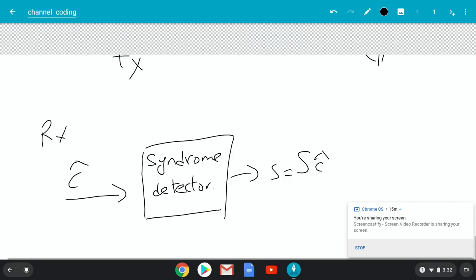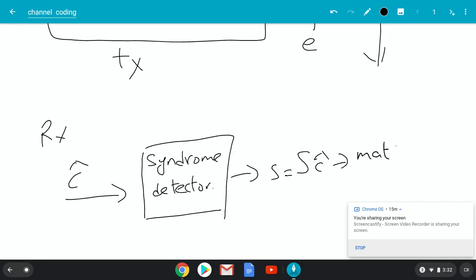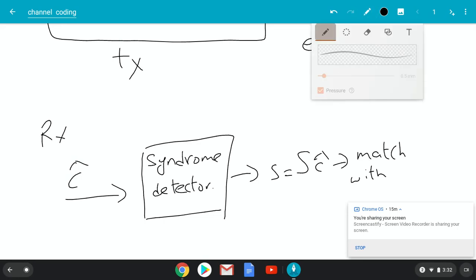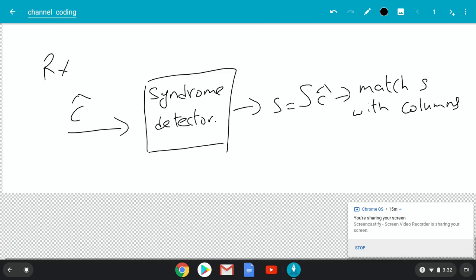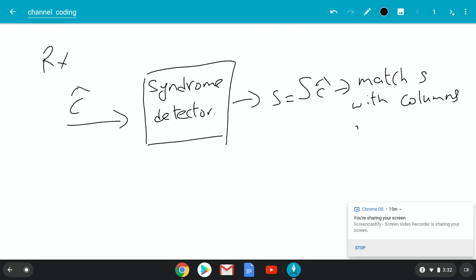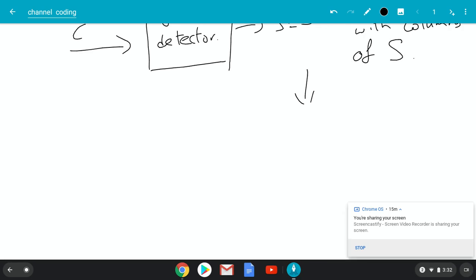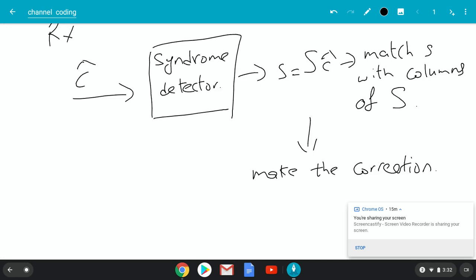And then after this, match small s with the columns of capital S. Okay, and then that will be where the error is. And then once you do that, you make the correction. Okay, so this is the whole decoding process.